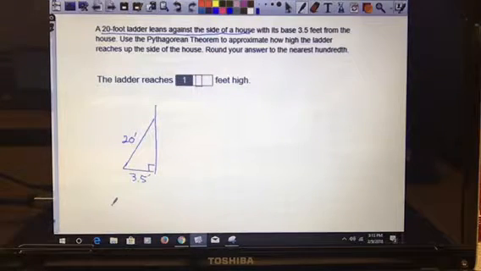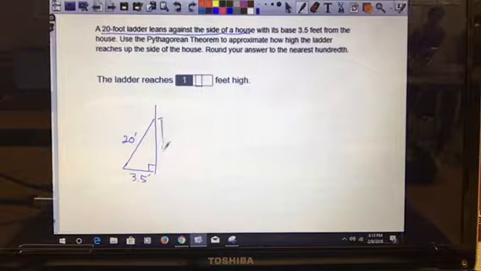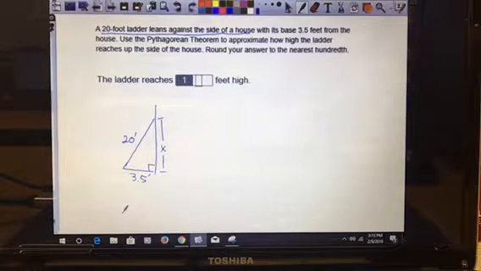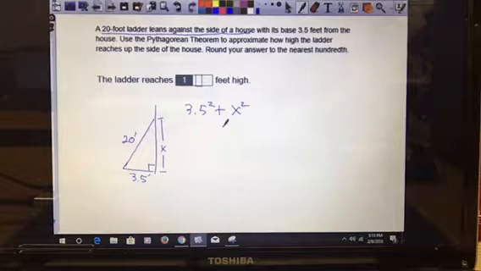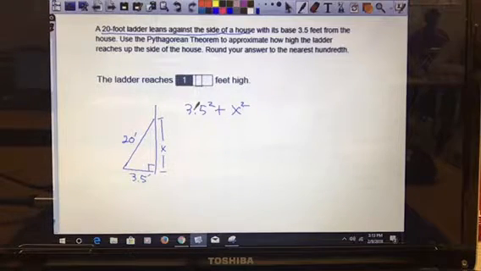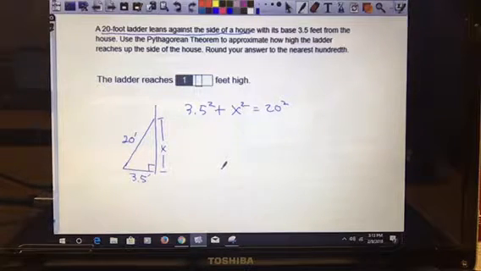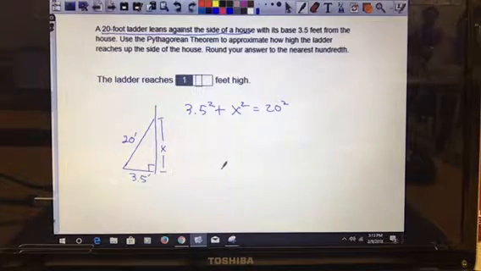That's going to be a right angle. Use Pythagorean theorem to approximate how high the ladder reaches up the house. So from here to here is what we're trying to find out. So you're going to need to do your a squared, 3.5 squared, plus b squared, which is x squared, not the 20. The 20 is your hypotenuse. So 3.5 squared plus x squared equals 20 squared. So then you get your calculator back out again, 3.5 squared. You get 12.25.